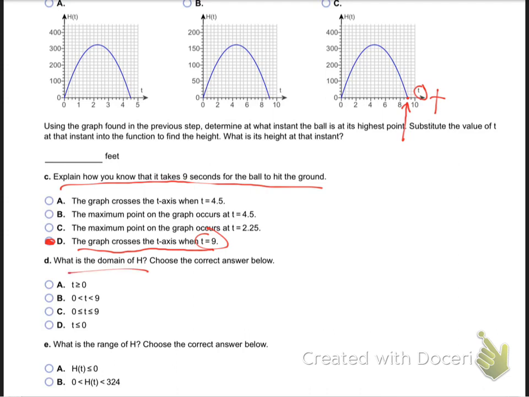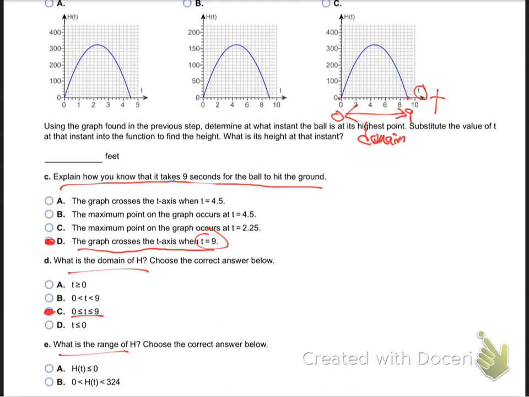Next, what's the domain? That means the width. The domain is the width. It goes from 0 to 9. So it's this one right here. Between 0 and 9, it's equal. See, it's got the solid bars. It can be equal to 0 and equal to 9.